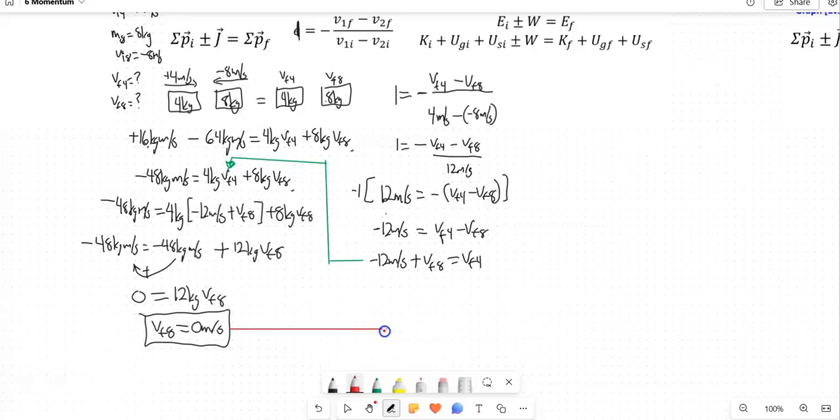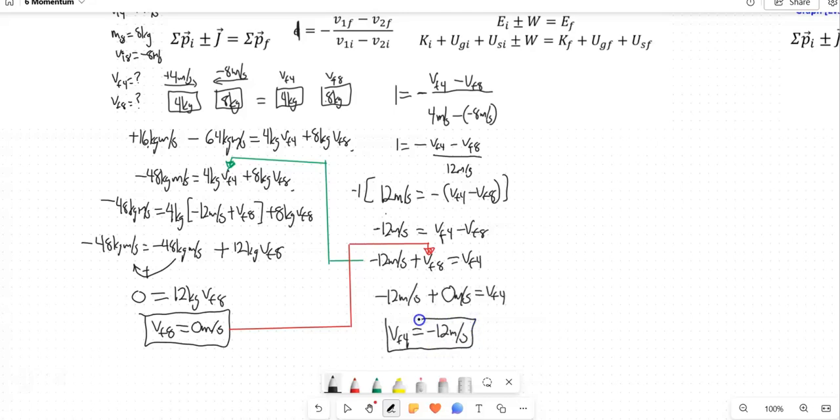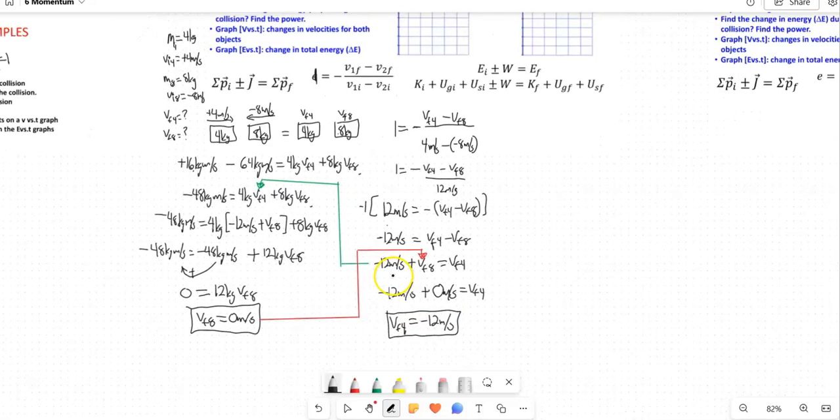Now, using this other equation, since it's right there, we're going to plop it right into there. And when we do that, we'll get negative 12 meters per second plus 0 meters per second, and that's going to be V final 4. So V final 4 is going to be equal to negative 12 meters per second. So that is the final velocity for the 4 kilogram object.